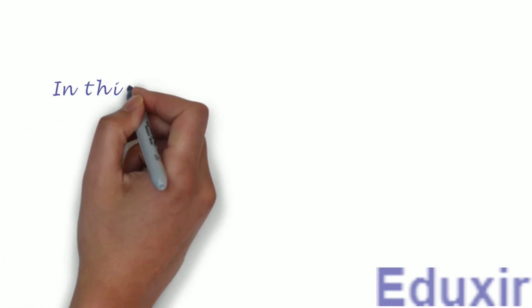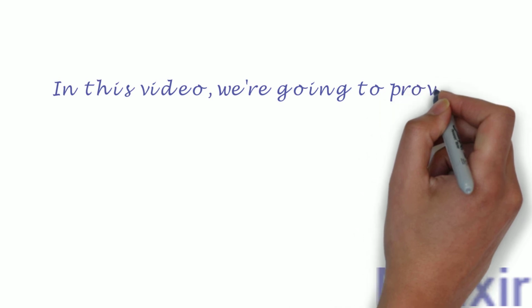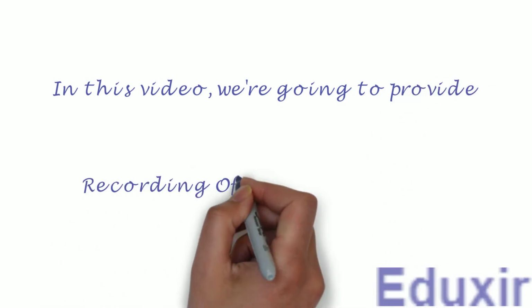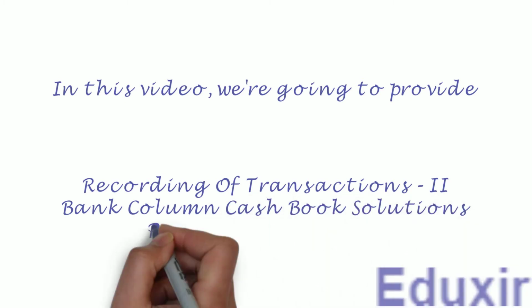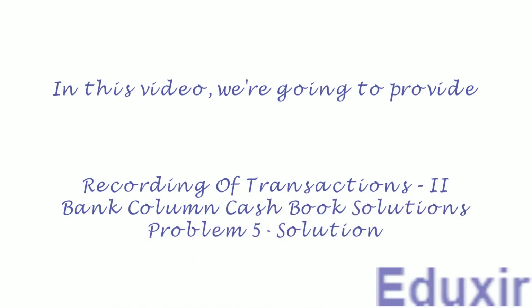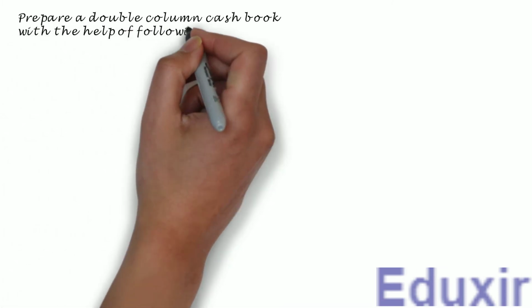In this video, we are going to provide recording of transactions to bank column cash book solutions. Problem 5 solution. The problem statement is as follows. Prepare a double column cash book with the help of following information for December 2000.